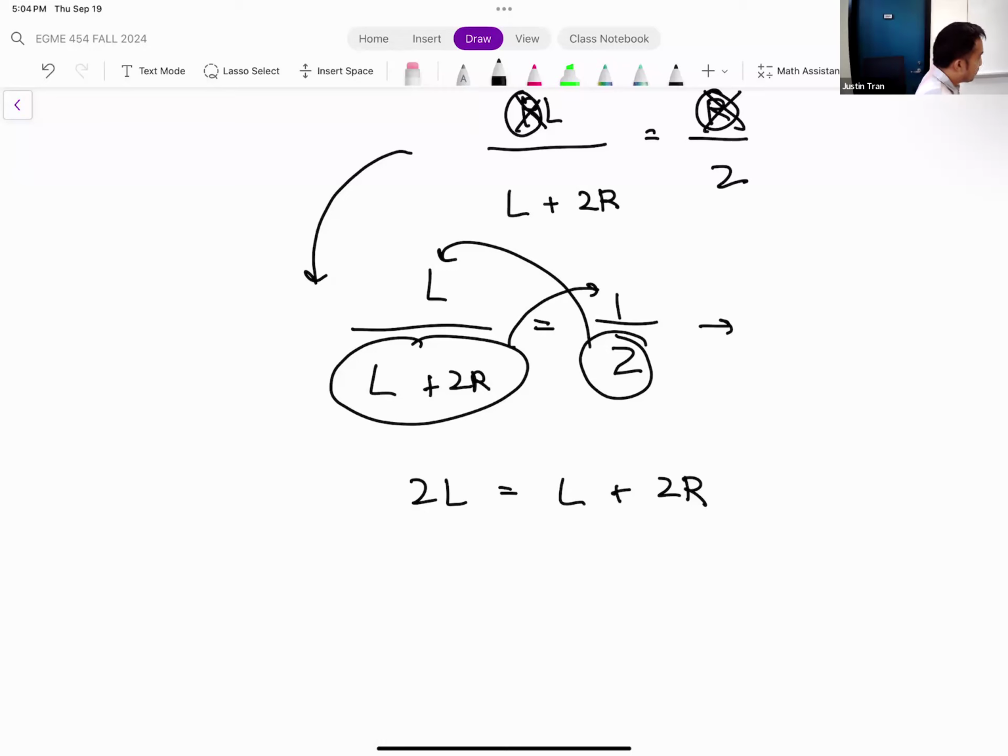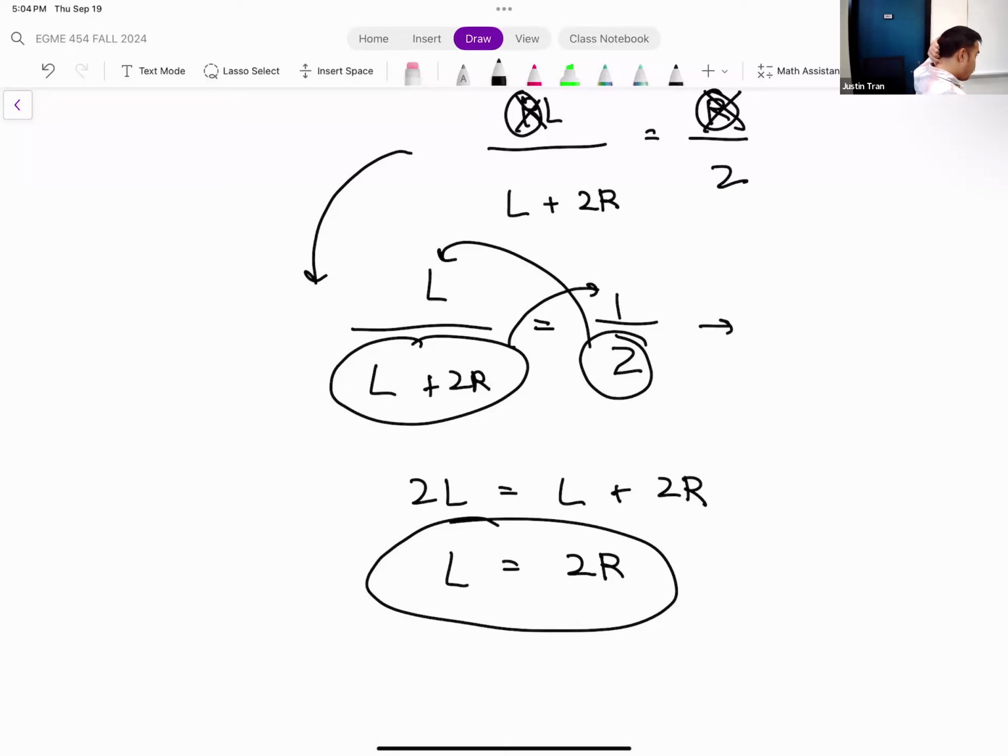Let's subtract an L from both sides. And so subtracting an L from both sides gives us L is equal to 2R. Okay. So all that work for a relatively simple expression, but this is actually really interesting, right? Because if you think of everything that we've done up to this point, we haven't actually touched our constraint yet, right? We've only just worked on the objective function.